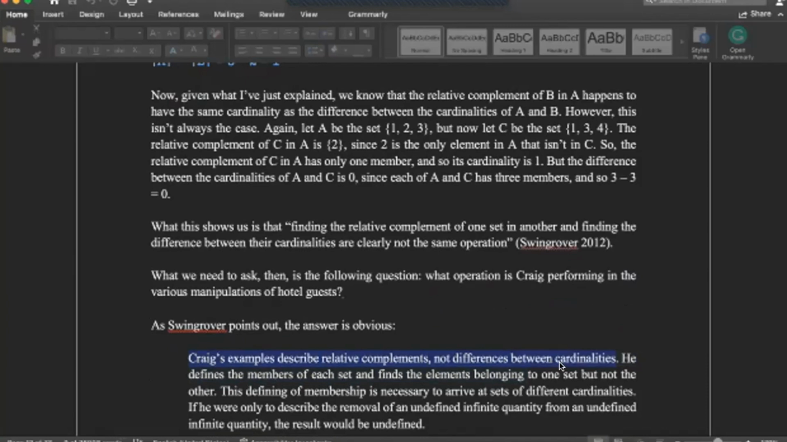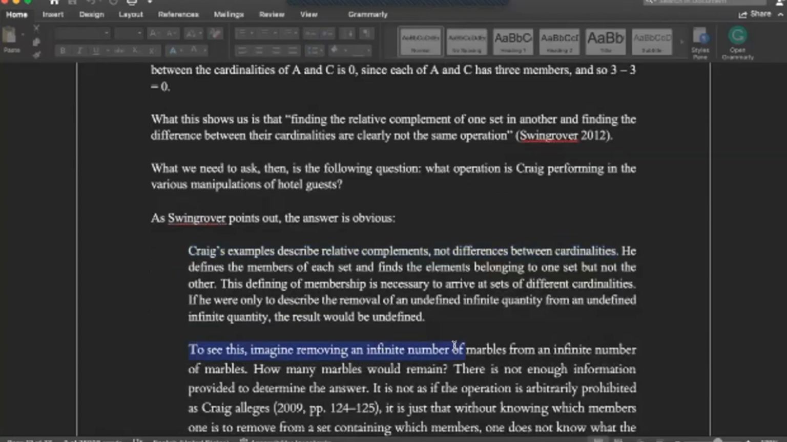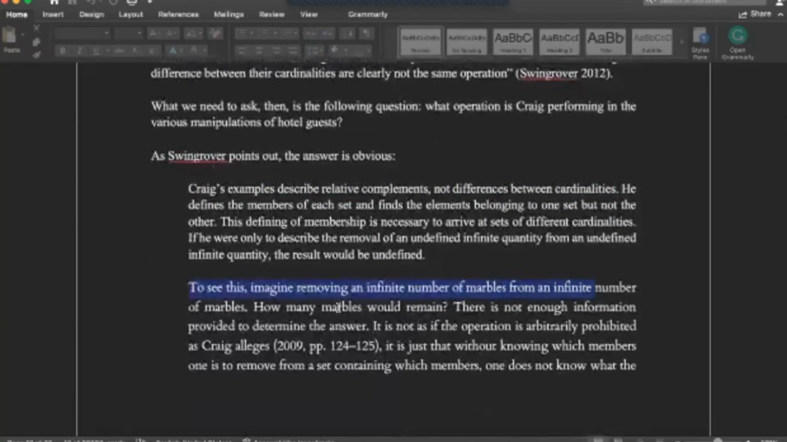This defining of membership is necessary to arrive at sets of different cardinalities, right? If he were only to describe the removal of an undefined infinite quantity from an undefined infinite quantity, well, then the result would be undefined. To see this, just imagine removing an infinite number of marbles from an infinite number of marbles. We can ask, how many marbles would remain? Well, there's not enough information provided here to determine the answer.